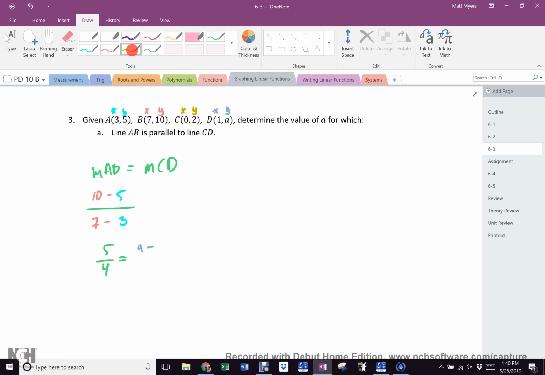A minus 2 over 1 minus 0, right? But let's write it out. 1 minus 0. To get 5 over 4 equals A minus 2 over 1. How do I solve that? Cross multiply. What is it? Keep solving. 13 equals 4A. What does A equal?